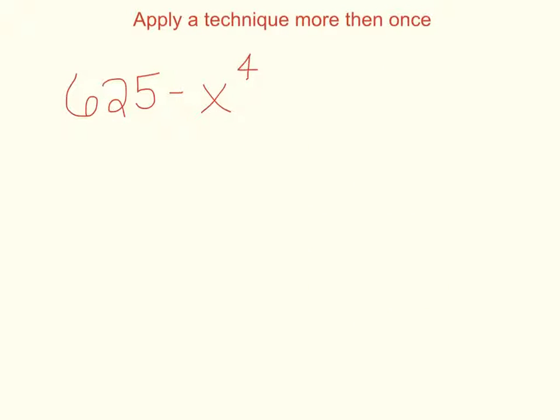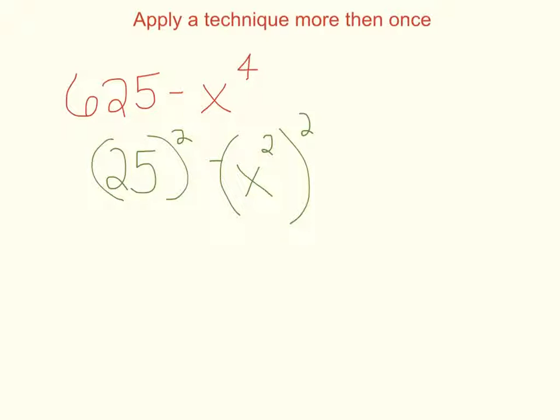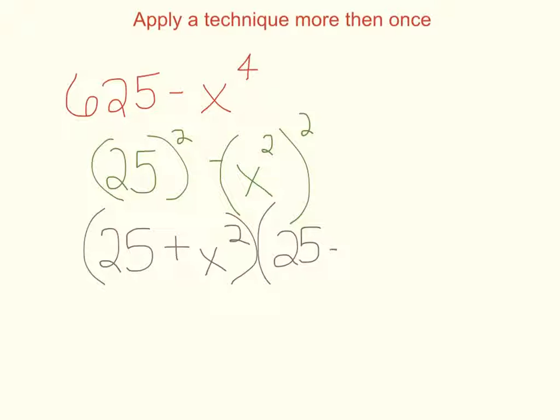Now we're going to look at applying this technique more than once. So your first step is to pull out the squares. So in this case, we would write 25 squared minus x. Now this 4 actually gets squared, so it would be x squared squared. So when you write this out in your difference of square form, you would write 25 plus x squared times 25 minus x squared. So then what you need to do from there is you need to simplify it down into that form that I originally gave you.